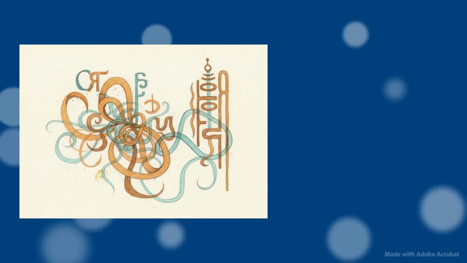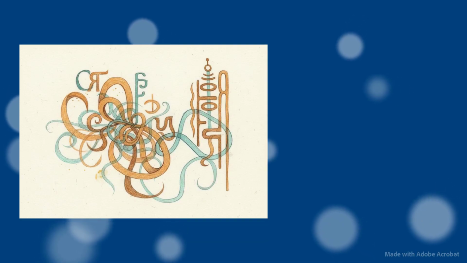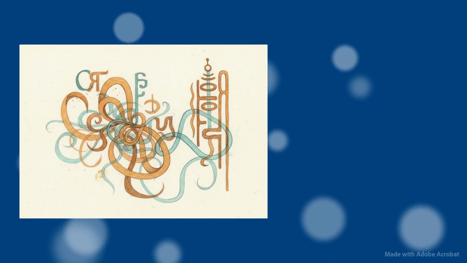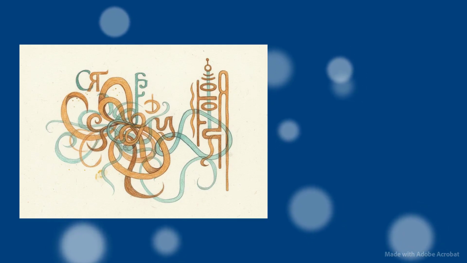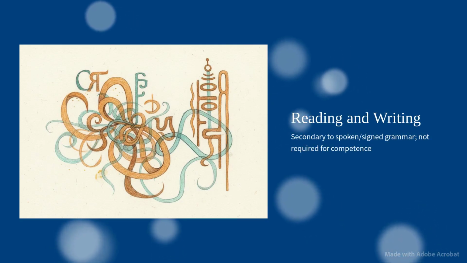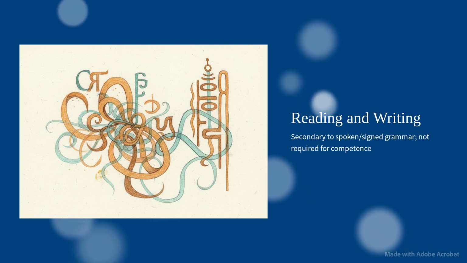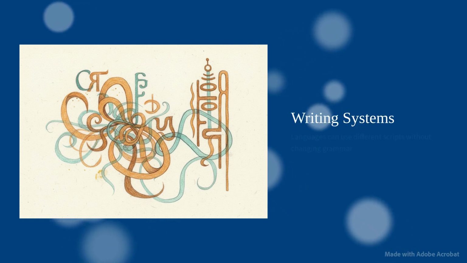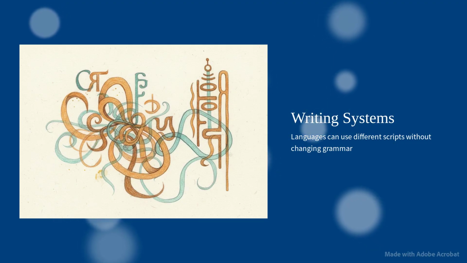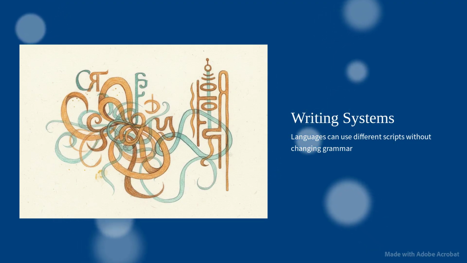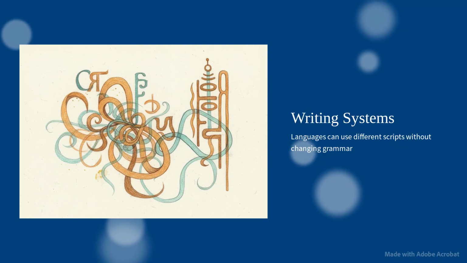Now let's consider the role of literacy. While important, reading and writing are not necessary for someone to have a mental grammar. Reading and writing are secondary to spoken or signed grammar and are not required for grammatical competence. Languages can use different writing systems, like Mongolian Cyrillic and traditional scripts, without altering their grammar.